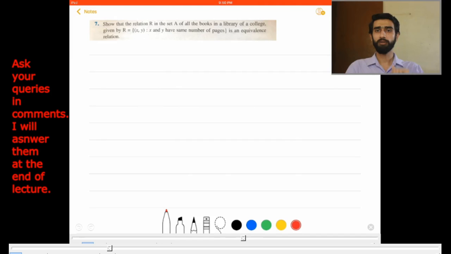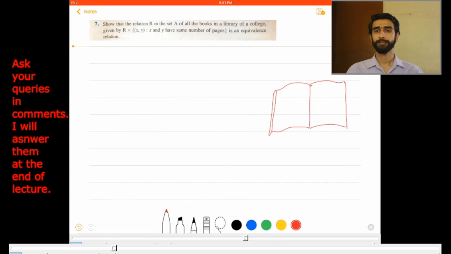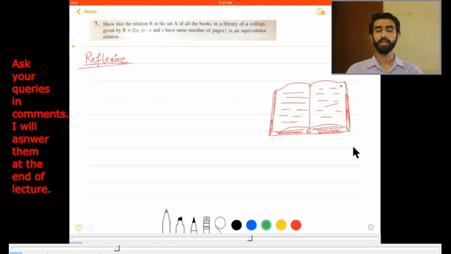Let's make a book. Let's suppose we have a book, and here is the book. This is our book. Okay, now let's check for reflexive. Is this reflexive or not? Now think of a single book, because I have a book in my set, in my library. Book, I am representing it by B, because books start with B. Now the number of pages in book B is equal to the number of pages in book B itself.